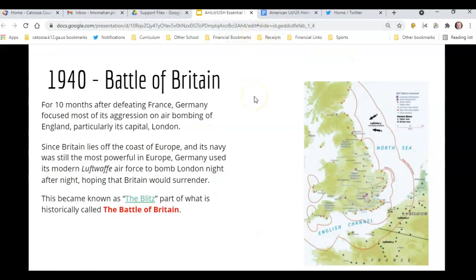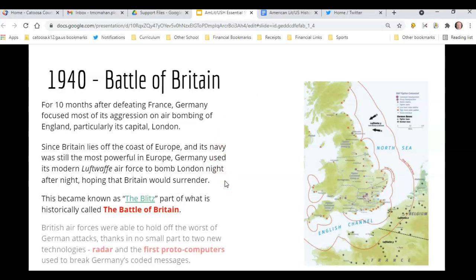So those wailing sirens are being piped in by radio into American homes night after night. And most Americans are starting to realize that we're not going to be able to escape this war. We're going to have to come to Britain's defense, which is something that President Roosevelt wants to do. But Britain is able to hang on for a while on their own through some use of new technology.